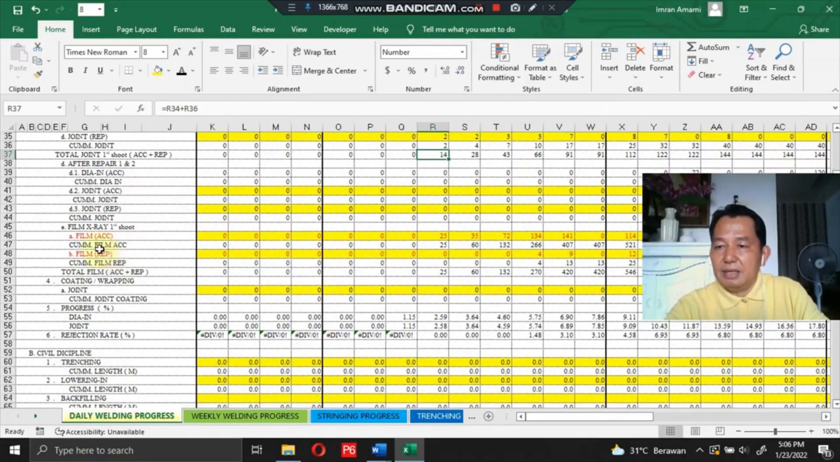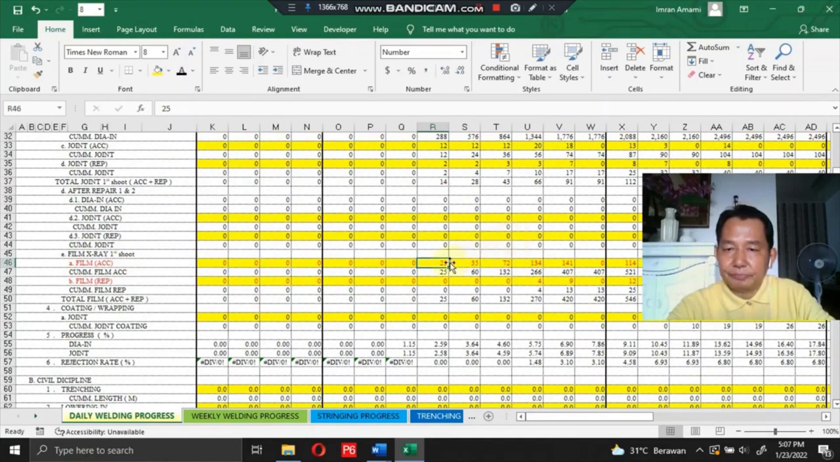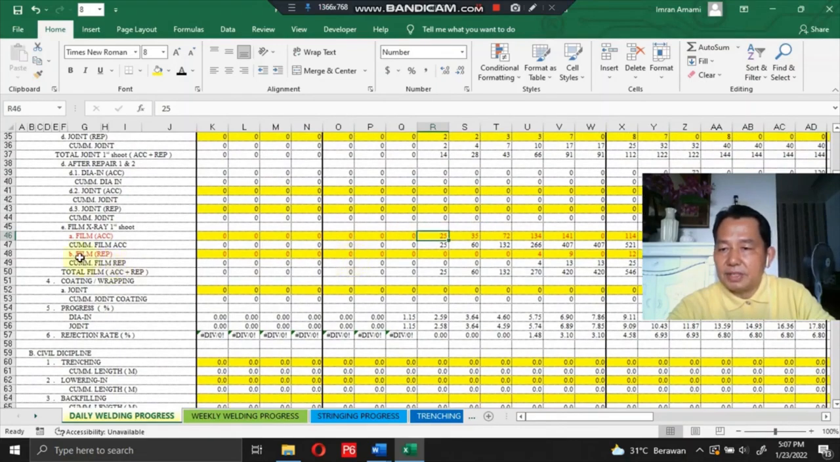Okay, any film x-ray for the first sort. This is profilm, yes, profilm here. Any 25, for example. This is film repair, and this is cumulative film repair. This is total film, approved and repaired. Okay, so any coating and wrapping progress, any joint coating, and this is cumulative joint coating.